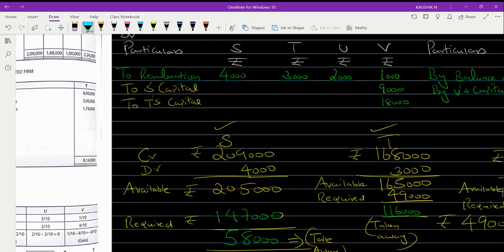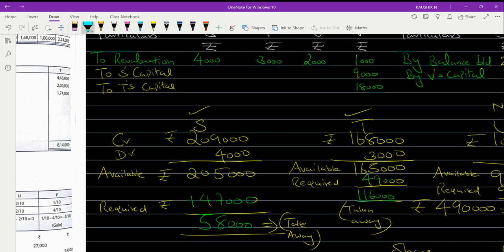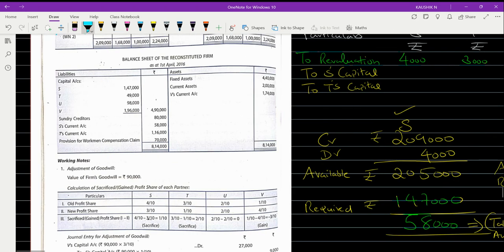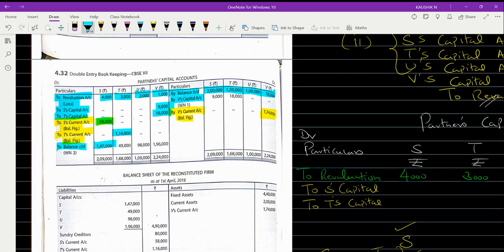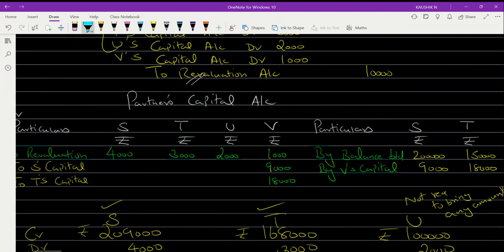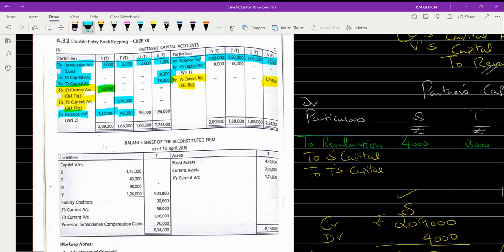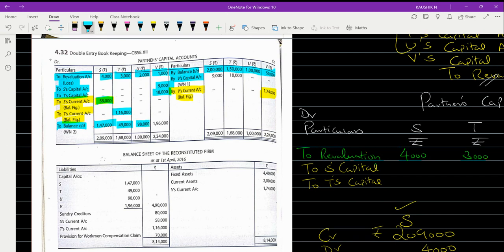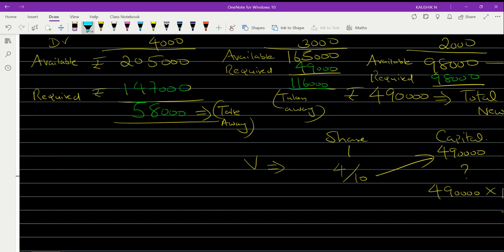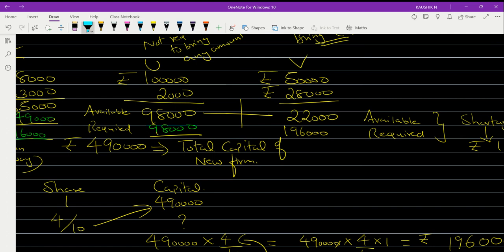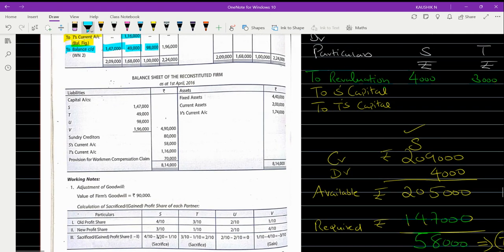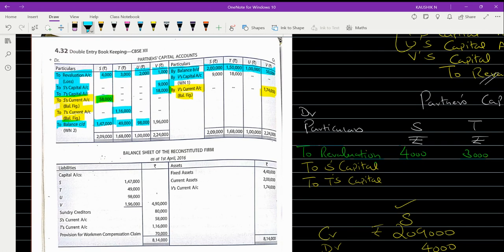In case of T, we found the required value as 49,000. So 49,000 was recorded in T's account as a closing balance. In case of U, the required is 98,000. So 98,000 you will record in U's account. And in the place of V, the required balance we found is rupees 1,96,000. So you will also record it here as rupees 1,96,000.